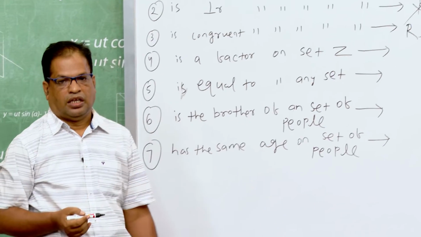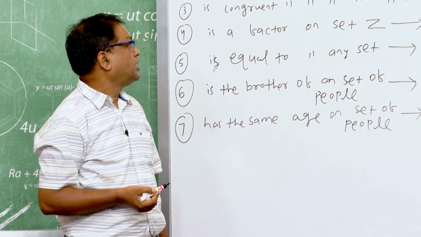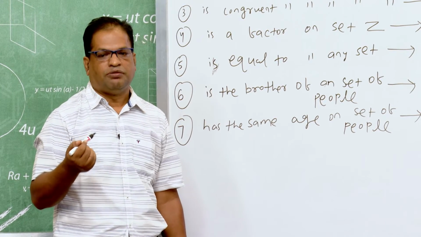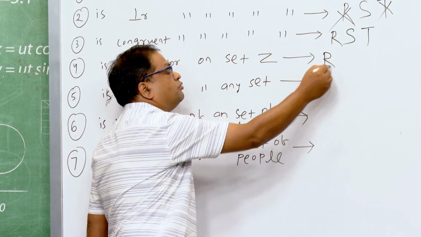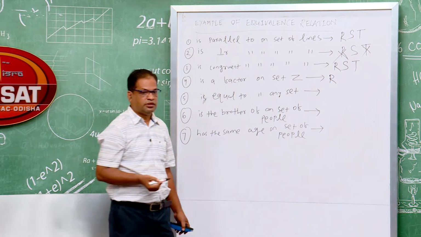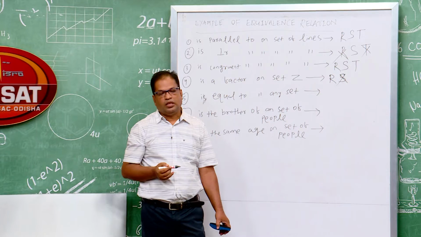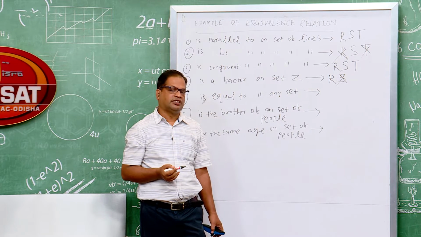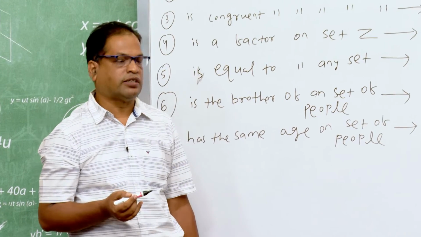Next, "is a factor of" on the set of integers. When we test for reflexive, that means every integer should be a factor of itself: 6 is a factor of 6, 5 is a factor of 5, minus 1 is a factor of minus 1. So, this is reflexive. Now, this is not symmetric, because if 3 is a factor of 6, 6 is not a factor of 3. Then transitive: if x is a factor of y and y is a factor of z, automatically x is a factor of z. That means if 3 is a factor of 6 and 6 is a factor of 18, then 3 is also a factor of 18.